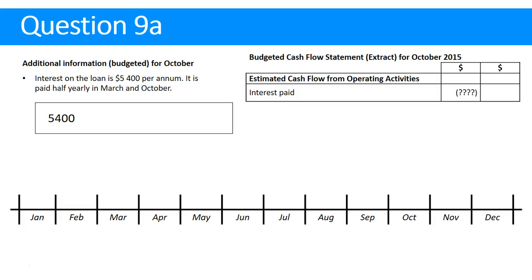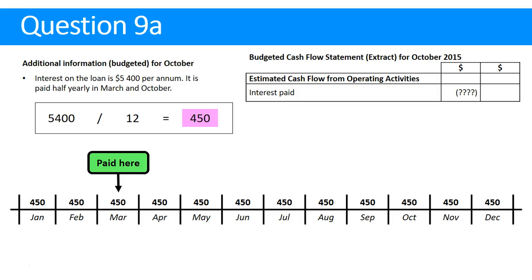So what we're told is it's $5,400 per annum. Always best to divide this by 12 to get it into a monthly figure. So the interest every month is $450, and then the information says we're going to pay twice per year, once in March and once in October. What's unusual about this is not 6 months apart, it's 7 months apart, which can be a little bit confusing, but essentially this is what's happening.